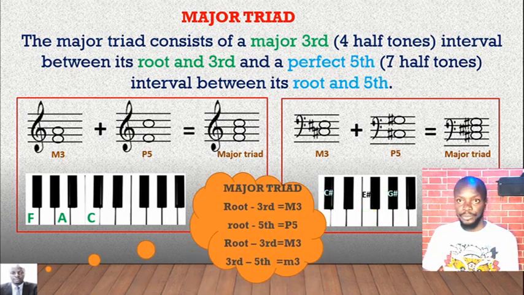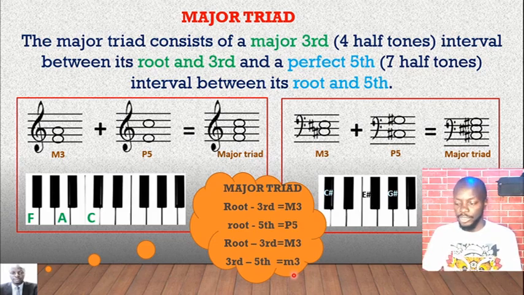Now in summary, you see that in a major triad, you have from the root to the third a major third, and from the root to the fifth a perfect fifth, right? And of course, you can also look at it this way, that from the third to the fifth is a minor third, right? So you have a major third from the root to the third and a minor third from the third to the fifth. Alright, so you can look at your major triad in all these ways, right? So that's that about the major triad.